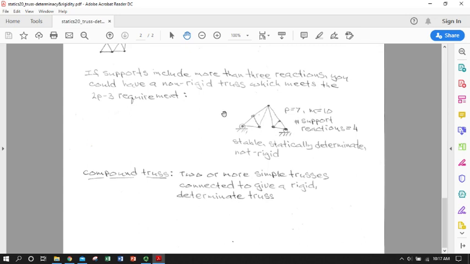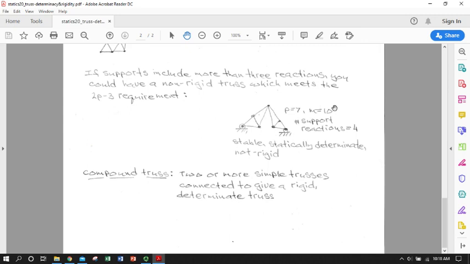You can have more than 3 support reactions. Just because a truss is out there doesn't mean it's going to be simply supported. So here's an example of what would otherwise not be a stable truss that is rendered stable by having an additional support reaction. You've got a couple of simple trusses that are joined by a hinge. Normally we would need a member joining them here. So you have P equals 7 and M equals 10. So you do your 2P is 14 minus 3 is 11.